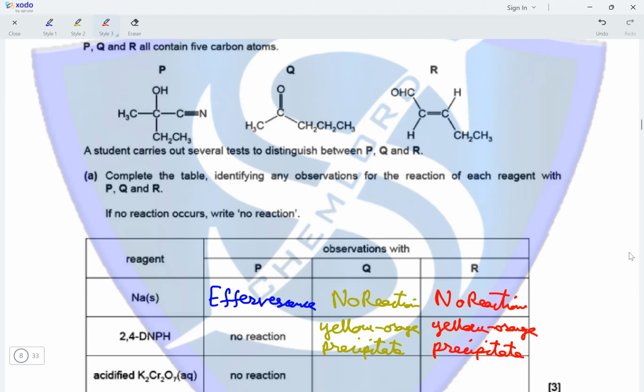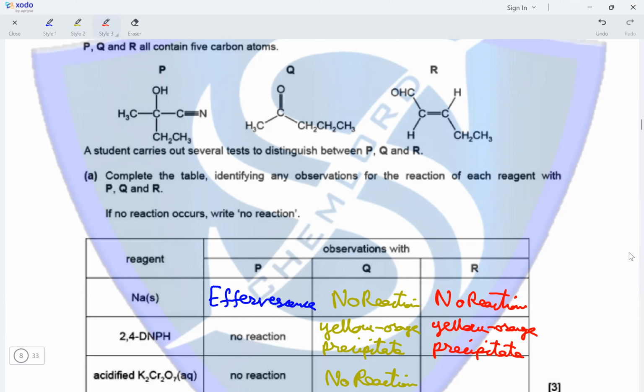Next, we have reaction with acidified K2Cr2O7, which is an oxidizing agent. So the OH group present in P is a tertiary alcohol, and tertiary alcohols do not undergo oxidation. So no reaction is already written. With Q, we've got a ketone. A ketone cannot undergo further oxidation with acidified K2Cr2O7. So we would write no reaction.